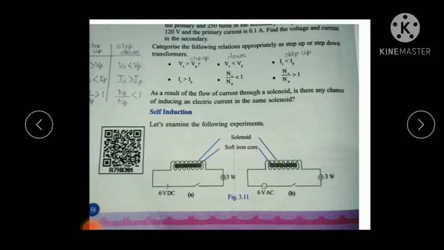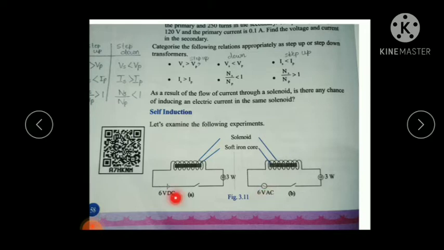Let us examine the following experiments. See, here two circuits are given. In both the circuits there is a solenoid and a soft iron core is kept inside this solenoid. Then a 3-volt bulb is connected in both the circuits, and across this solenoid and bulb 6-volt DC is connected here, and 6-volt AC is connected here.